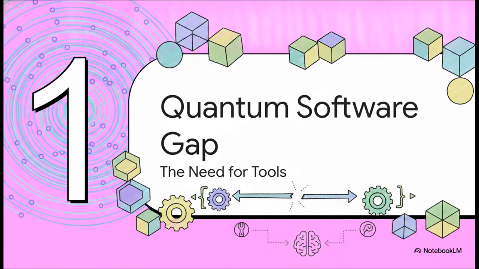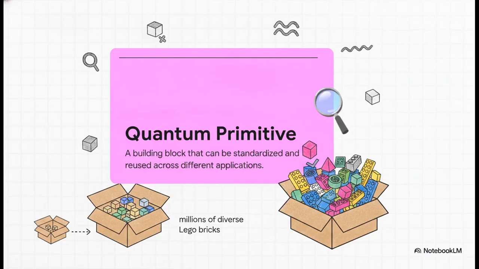All right, let's jump straight into Section 1, the quantum software gap, and why we so desperately need new tools. To understand why this new algorithm is such a massive deal, we first need to establish the core problem holding quantum developers back right now. The big issue in the quantum ecosystem is a lack of what scientists call quantum primitives. Now, a primitive is basically a fundamental computational building block that can be standardized and reused.